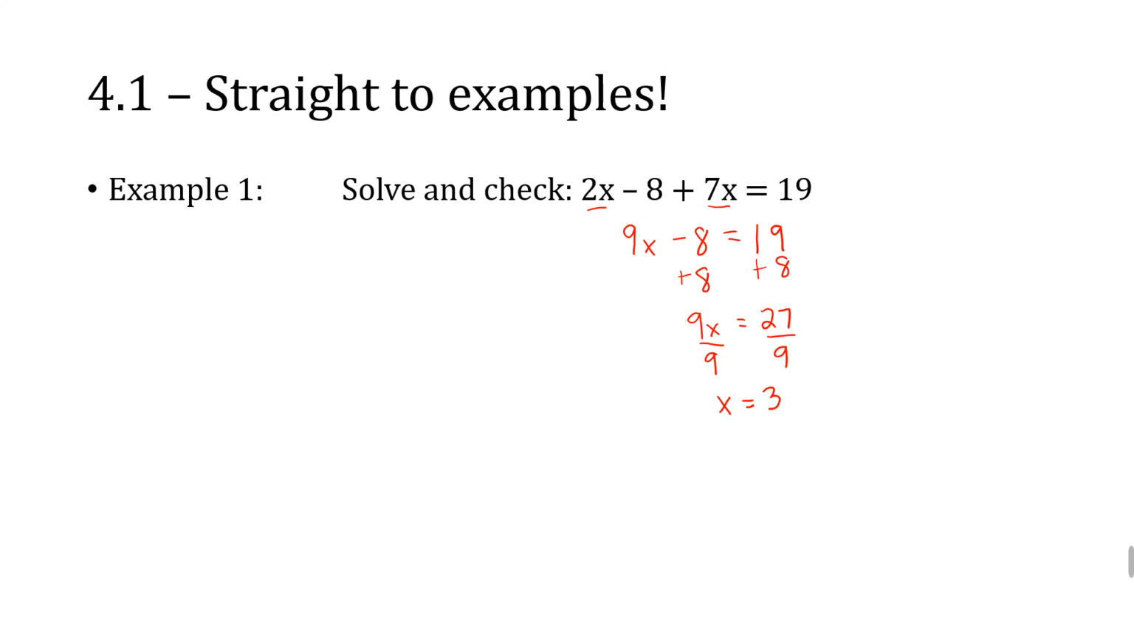Then to get x by itself, we divide both sides by 9, and we get x equals 3. Before we box our answer, we'll go ahead and check it, though we may get tired of this soon. So 2 times 3 minus 8 plus 7 times 3, does that in fact come out to 19? So we want to follow the order of operations. 2 times 3 is 6. I'm not going to subtract 8 yet. I'm going to wait and finish all my multiplication. 7 times 3 is 21.